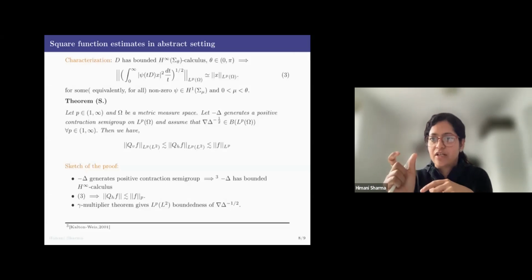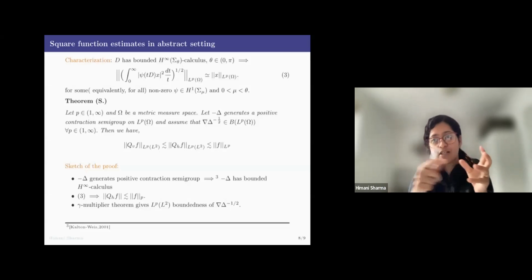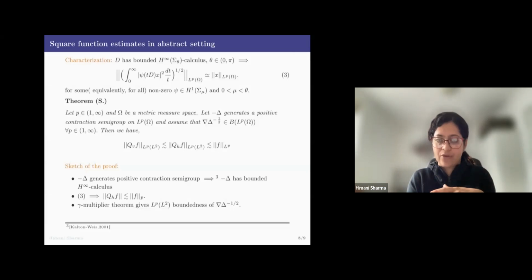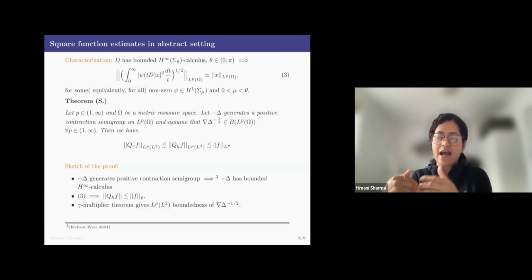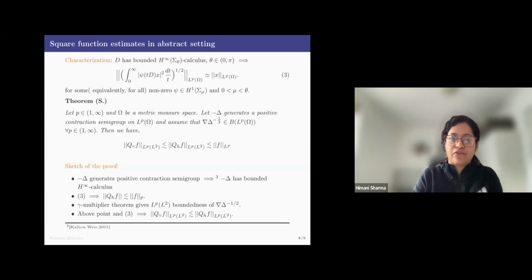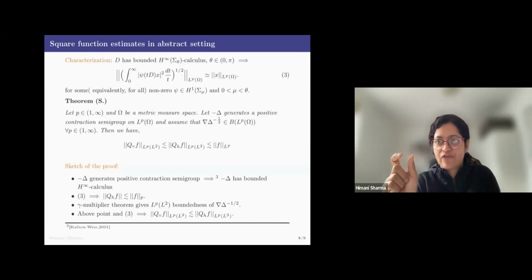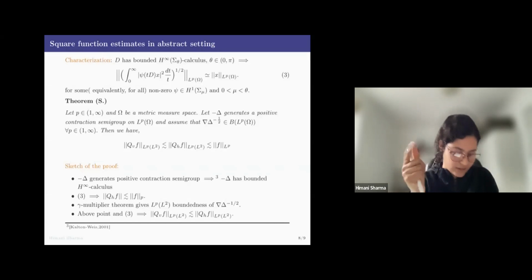So here the operator is just a single operator, which is the Riesz transform operator. Any single operator, or a set of all single operators, is always R-bounded. So we can see that once it is bounded, it is R-bounded in this case. And with the help of the gamma multiplier theorem, we'll be able to get that this Riesz transform is bounded on LP of L2 spaces.